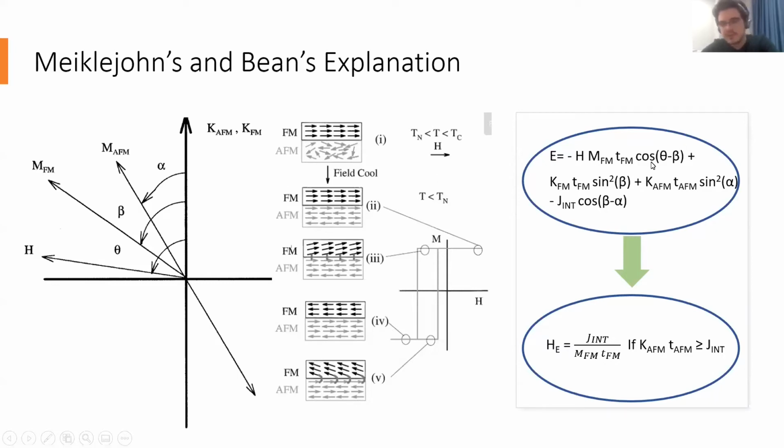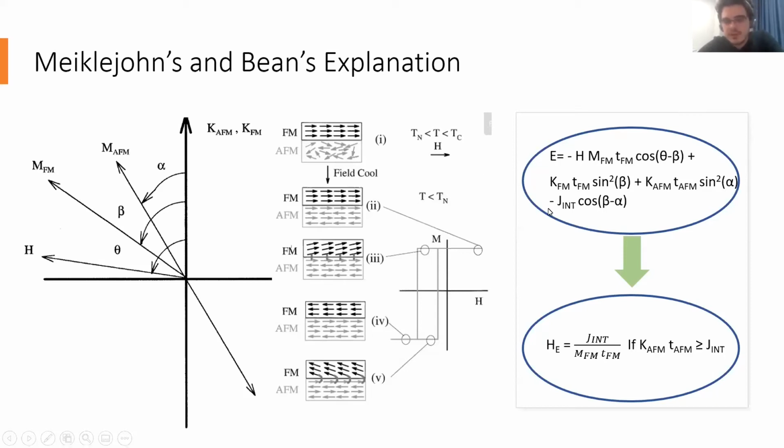The energy equation has angles, which are presented here. Alpha is the angle between the magnetization of the antiferromagnet and the anisotropy direction of the antiferromagnet. Also, in this equation, the anisotropy directions of the ferromagnet and antiferromagnet are assumed to be parallel, and beta is the angle between the magnetization of the ferromagnet and the anisotropies, and theta is the angle between the applied field and the anisotropy directions.